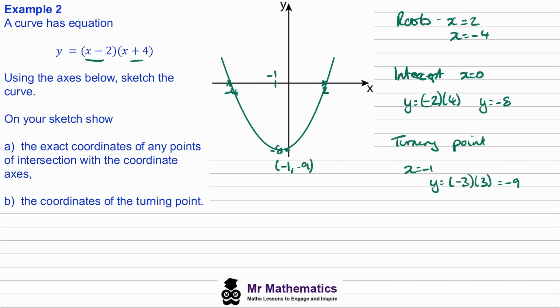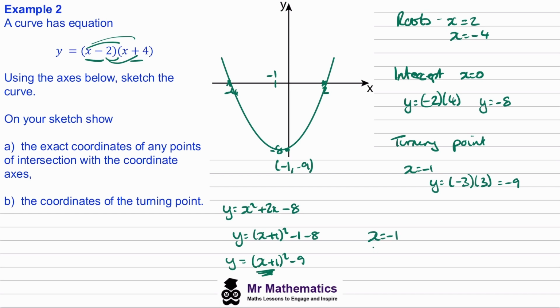And we'll check this by completing the square. So if we expand these out, y will equal x squared plus 2x minus 8. In completed square form, we'll take away that 1, we'll take away the 8. And when this bracket equals 0, x will equal -1, and y will equal -9.